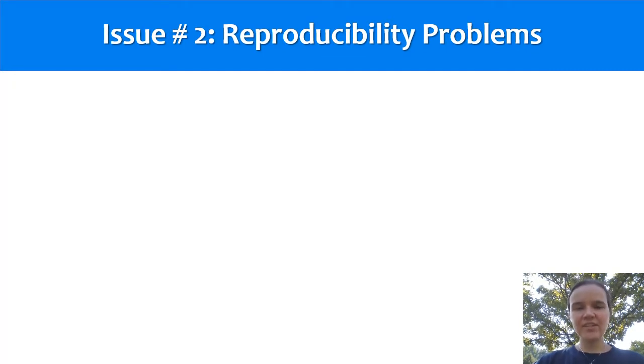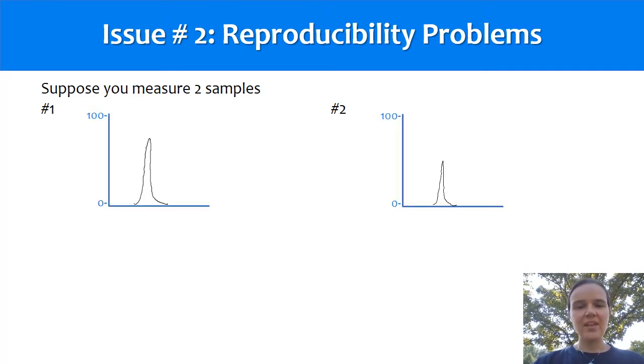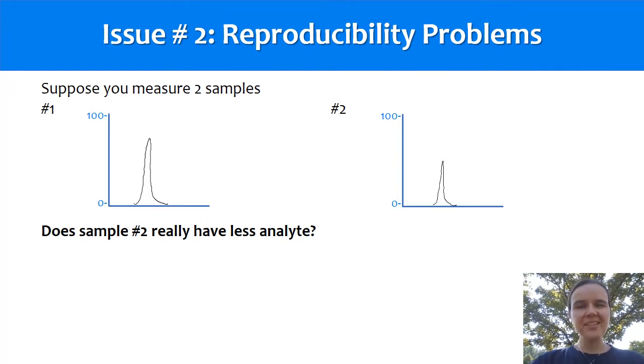Now, standard additions dealt with matrix effects. The other major problem that you can encounter with external standard calibration curves is issues with reproducibility. Now, what do I mean here? Suppose you measure two samples, sample 1 and sample 2, and they give you these two plots. Sample number 2 has a lower intensity, and so one could be led to believe that the concentration in sample number 2 is less. But does it really have less analyte?